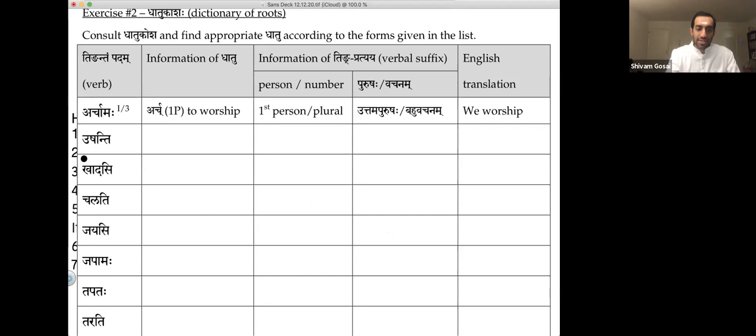Now, same with Kadasi. If we look it up, we'll find it. Chalati, we'll find it if we look it up. But this last one, Jayasi, you see right here. So this first, second, third, this fourth, fifth one here, Jayasi. Now, Jayasi, just what we were talking about last time, is if we try to look up, so let's do the steps. Let's do the steps for Jayasi.